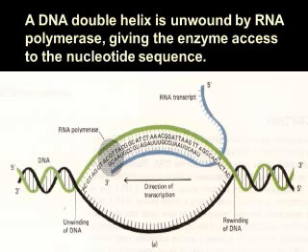You see, when it unzips, a copy is made. Do you see this blue line right here? That's an RNA transcript. It's called messenger RNA. It makes a copy of what's on the DNA. It's the exact mirror image.